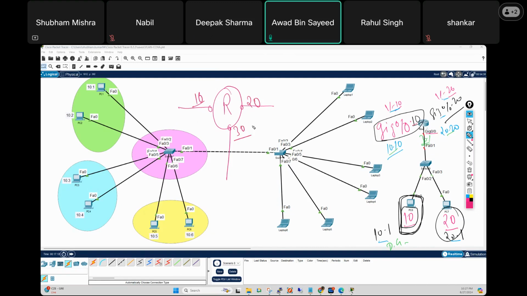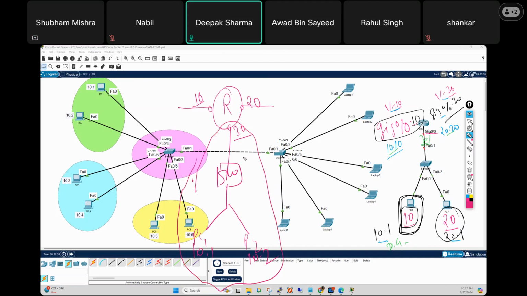Yes. Okay. But see, there is a switch. There are two PCs, PC1 and PC2. Here I configure 10.1 and here I configure 10.2. Is it possible? Not possible. For this router, this is the LAN network, and one LAN network should be in the same network.